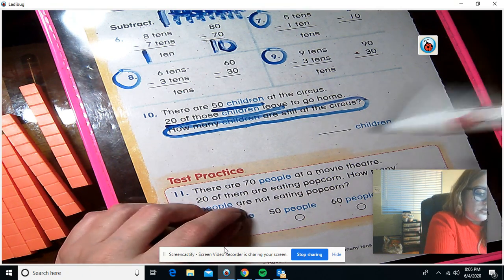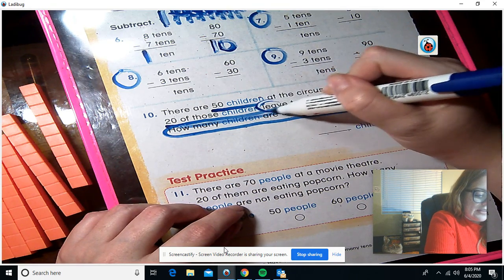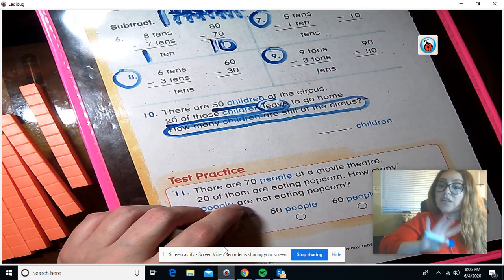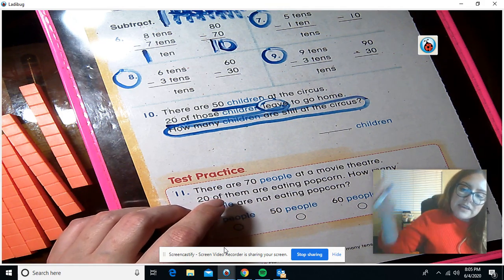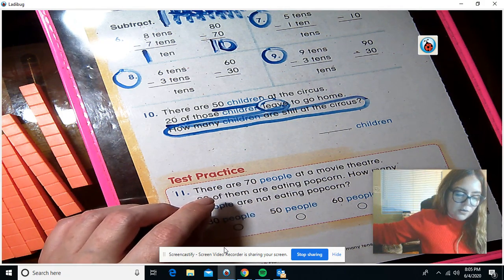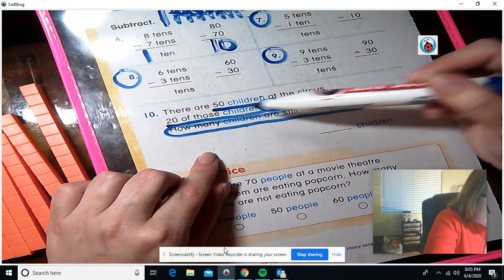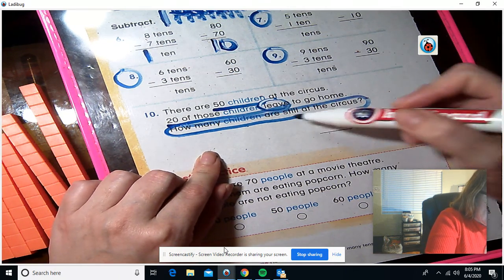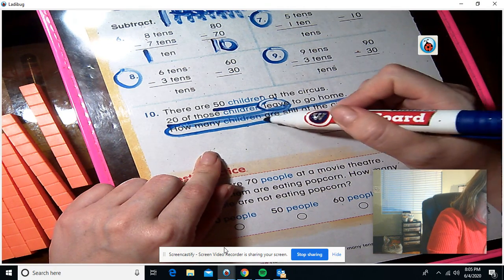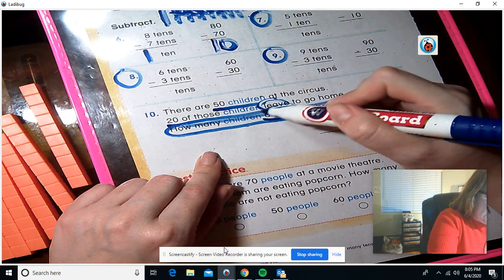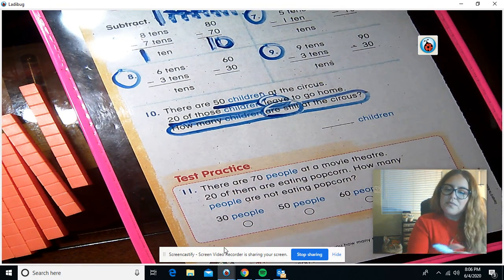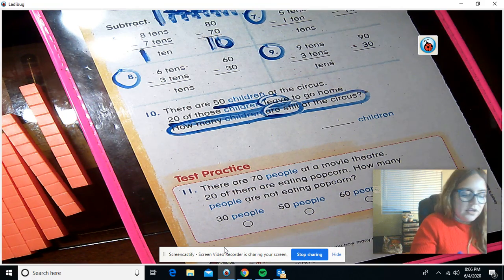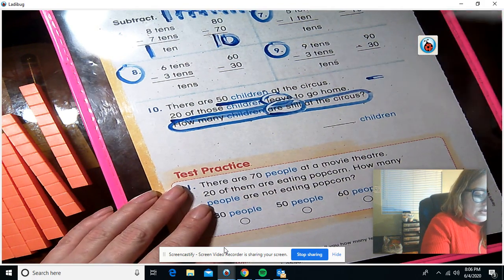Okay, so I see the word leave, and that tells me somebody's going to leave. If they're leaving, we're taking them away, right? They're not going to be added to. They're going to be taken away. And it also says how many children are still at the circus. It's kind of like saying how many of them are left. And remember, we learned that if it says how many are left, then usually that's subtraction. So that means we're going to subtract here.